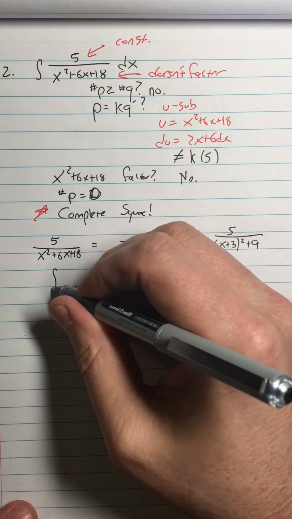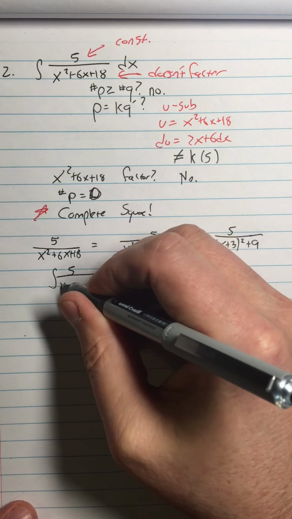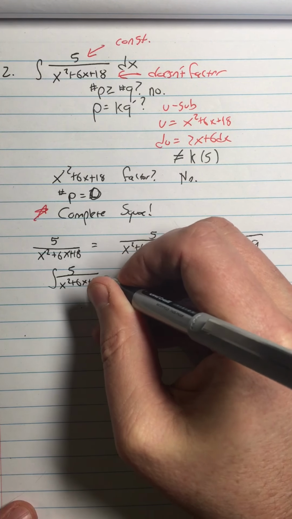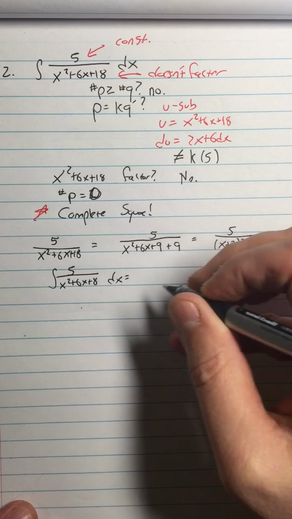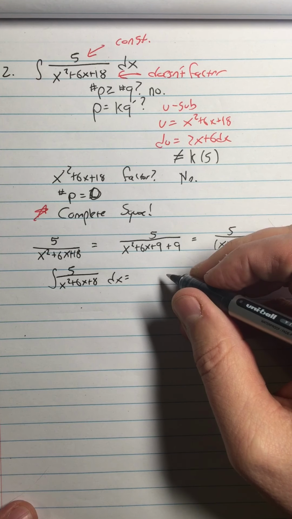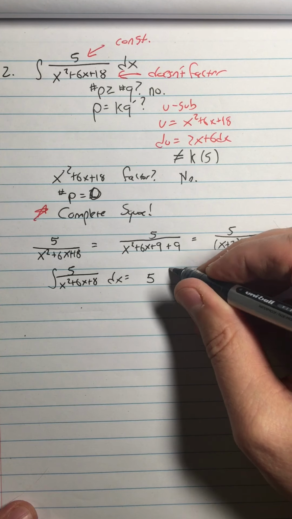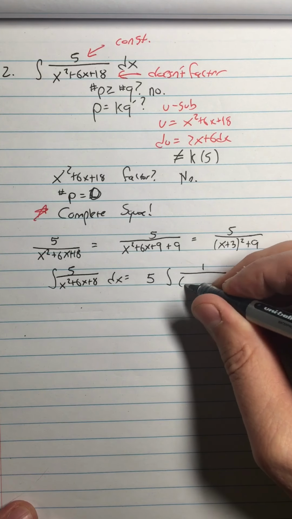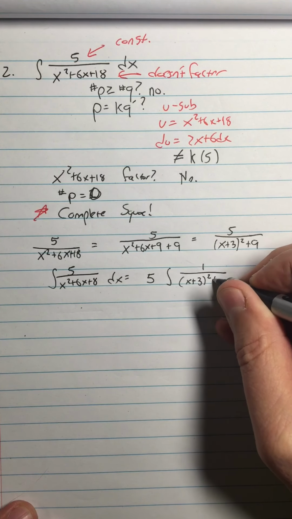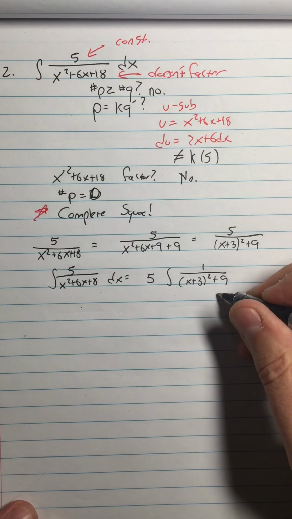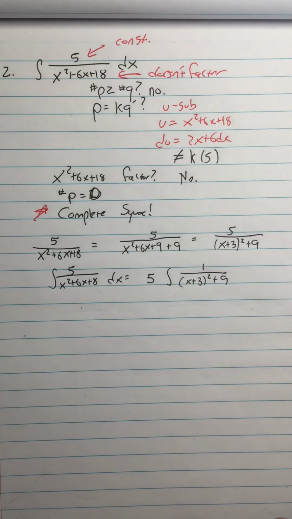So now I'm going to say that my integral of 5 over x squared plus 6x plus 18 dx is equal to, I'm going to go ahead and pull the 5 out right away and say that is the integral of 1 over x plus 3 squared plus 9. And then we're going to note here that a equals 3.